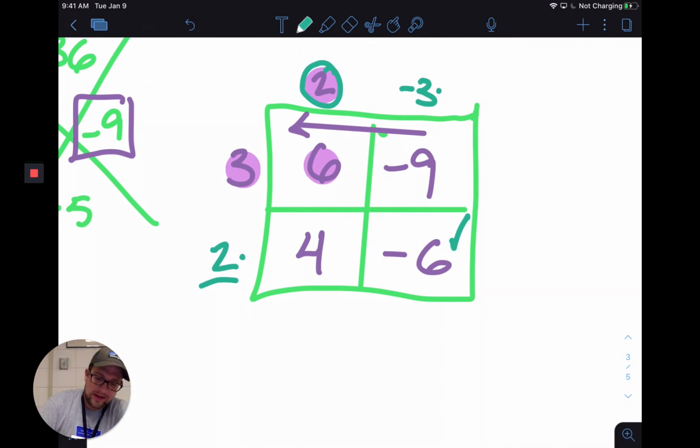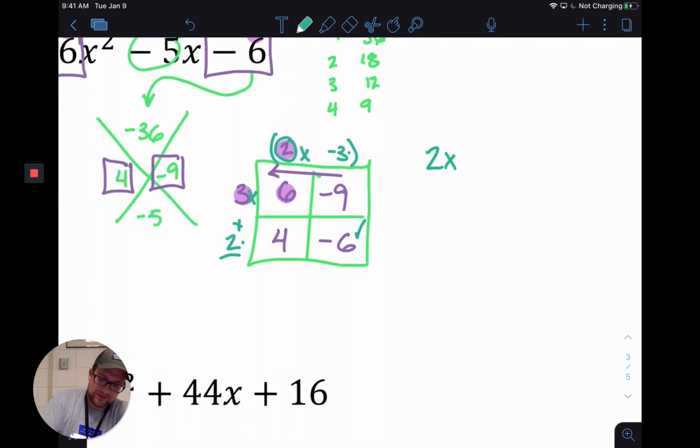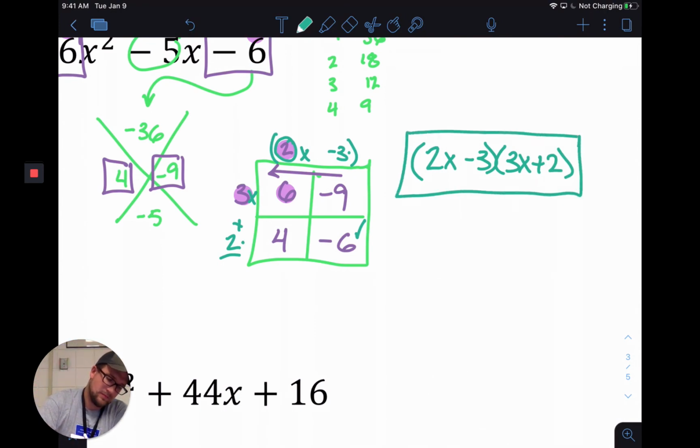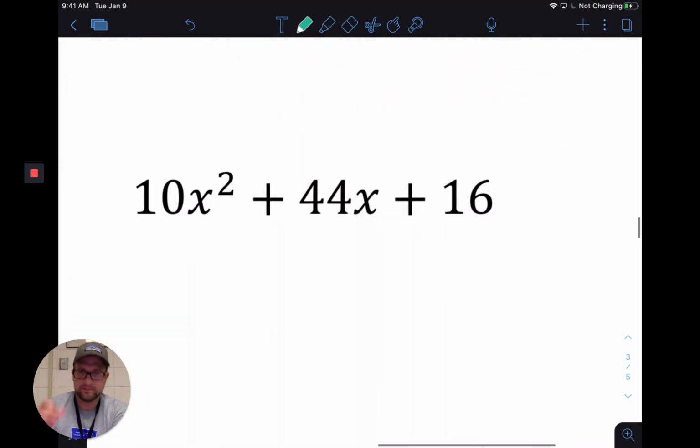Now, right there, we have our factors. So we know one of our factors will be 2x minus 3, and our other factor will be 3x plus 2, since that 2 was positive. Of course, we want to write those nicer. 2x minus 3, and we're going to get a 3x plus 2. And we're done. Nice job. Let's take a look at another one here.